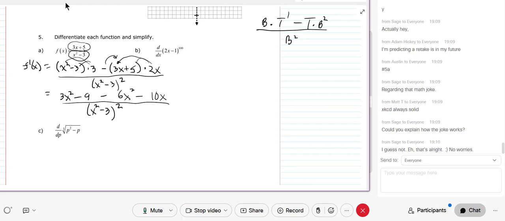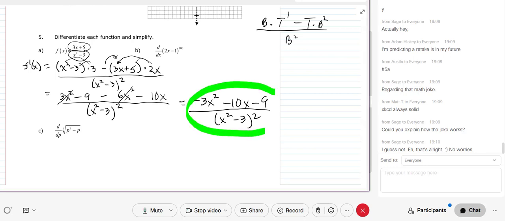You can do that in your head, or you can do it in a couple of steps if you need to. So what you would end up with is just getting the like terms together. So that would be negative 3x squared minus 10x minus 9. That's all you can do in the numerator. And then anytime you do the quotient rule, you don't need to multiply that denominator out. You just always want to leave that denominator alone.